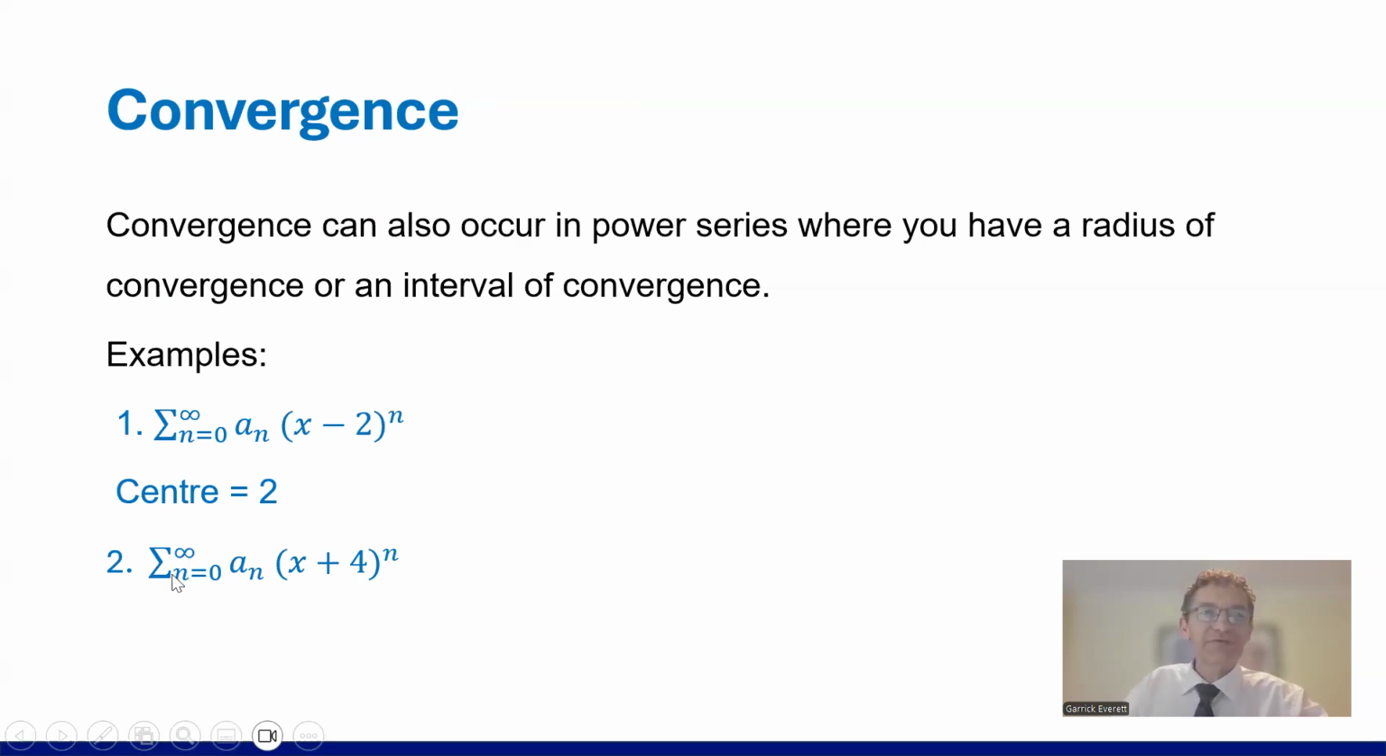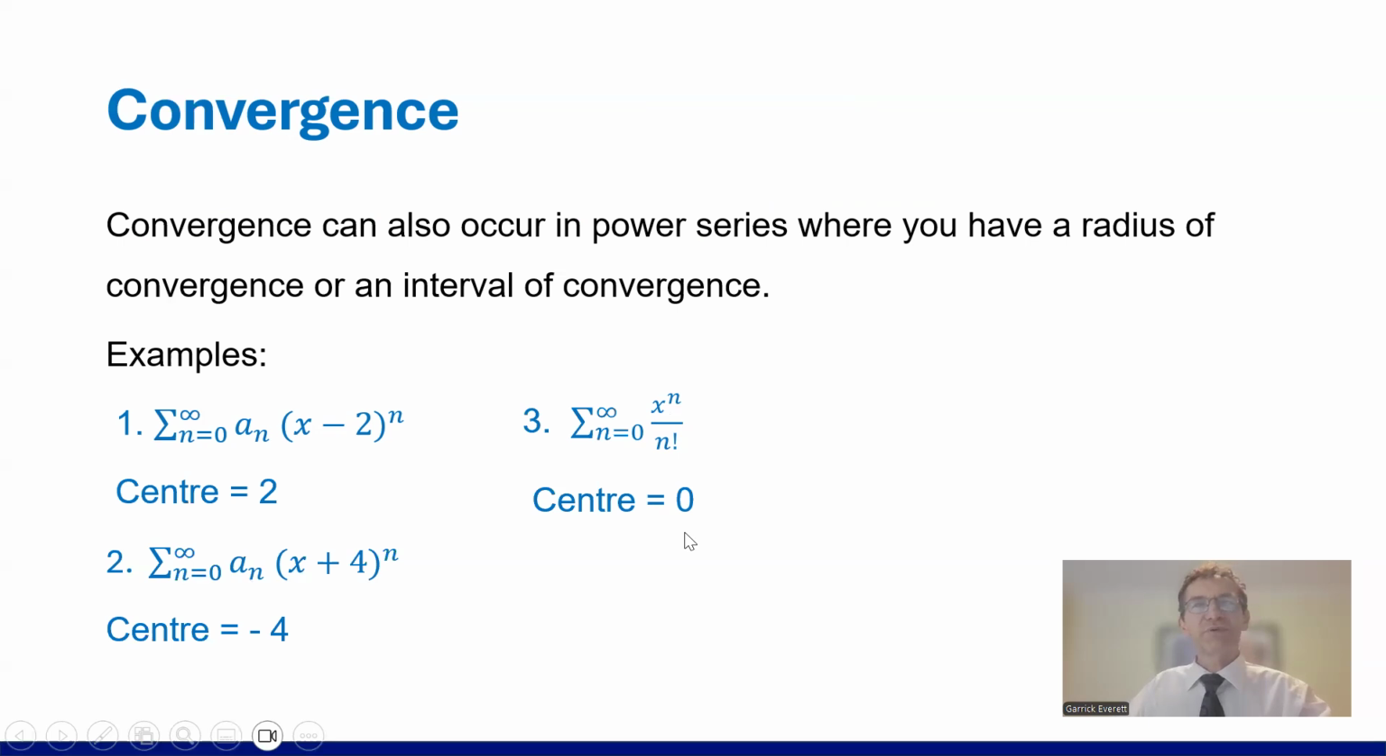So the sum here from 0 to infinity of a_n, and we've got (x plus 4) to the n. So the center is going to be minus 4. And if we look at this one, we've got x to the n over n factorial. What you're looking at is here, and you're wanting this to go to 0. So the center here is going to be 0. Put 0 on top, the whole thing's 0. So that's just things to pay attention to and get your appetite whetted for part B.